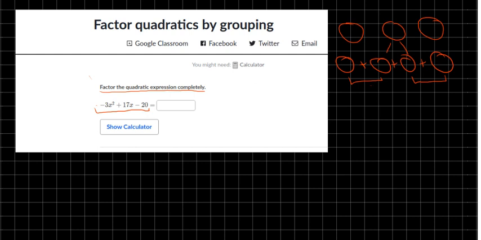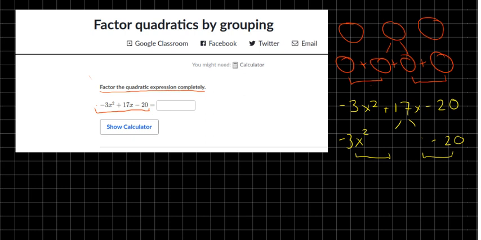So my problem here is negative 3x squared plus 17x minus 20, and I want to break this up into two parts. I have a negative 3 here, and I have a negative 20. So I want some of this 17 to go here, and some of the rest of this 17 to go here. And when I finish, I want this ratio here to equal the same as this ratio here. So I'm going to start looking at something like 4. 4 looks good to me.